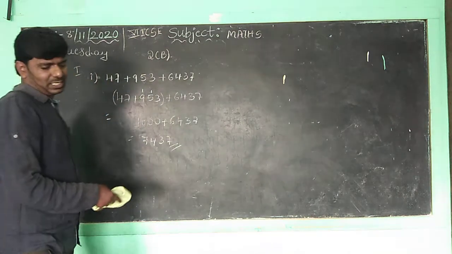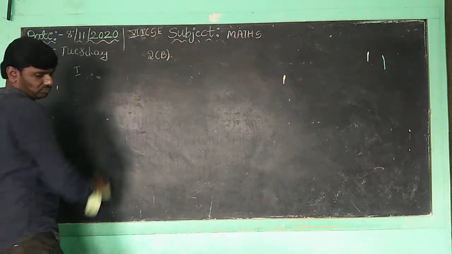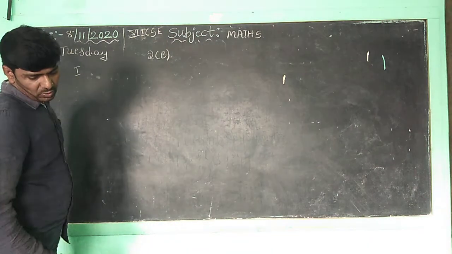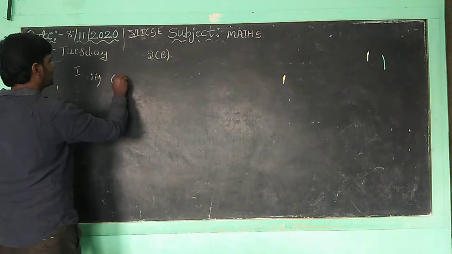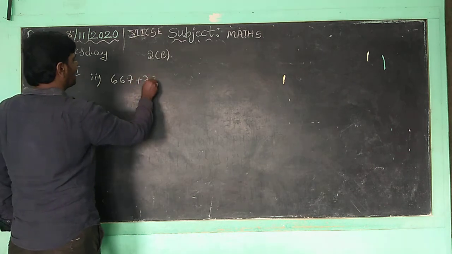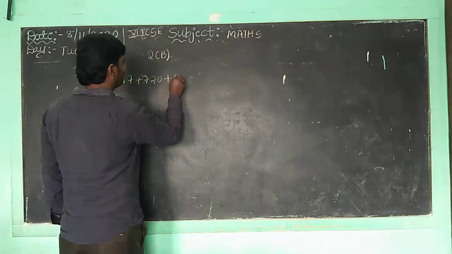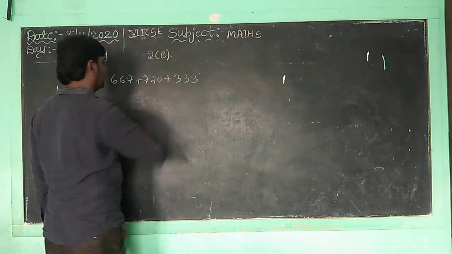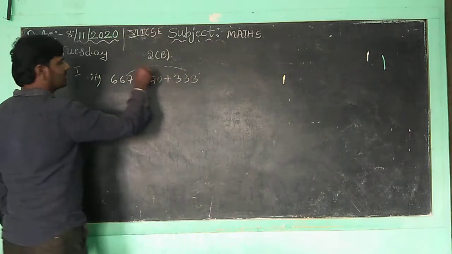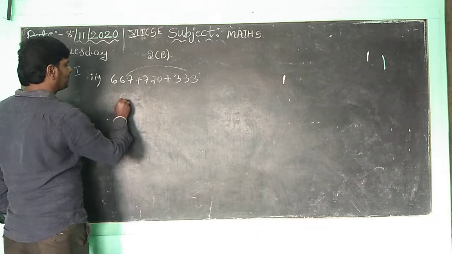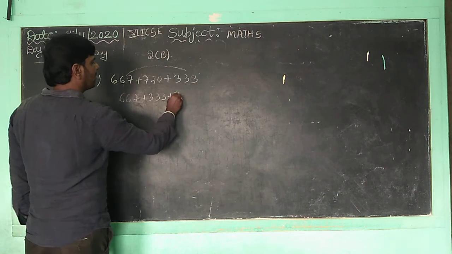Children, now we want to take the second question. What is that? See, children, 667 plus 770. 667 plus 770. Correct, children? Plus 333. Children, of those three numbers, two numbers you can add first, and later this one you want to add. So you want to add 667 plus 333 plus 770.